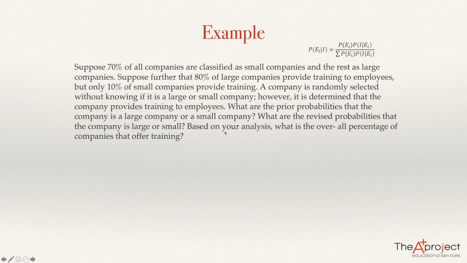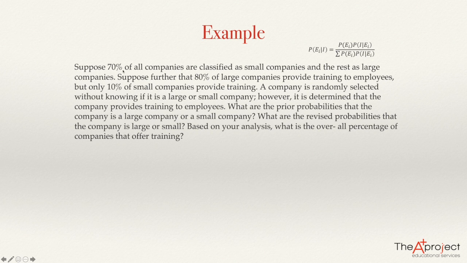Based on your analysis, what is the overall percentage of companies that offer training? We have here three questions. And the first question is, what are the prior probabilities that the company is a large company or a small company? For example, if we don't know anything about this company, if we select one of them, what is the probability that this company is a large company or is a small company? And this information is given here.